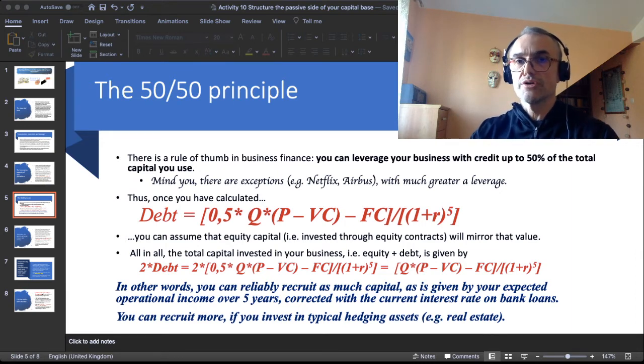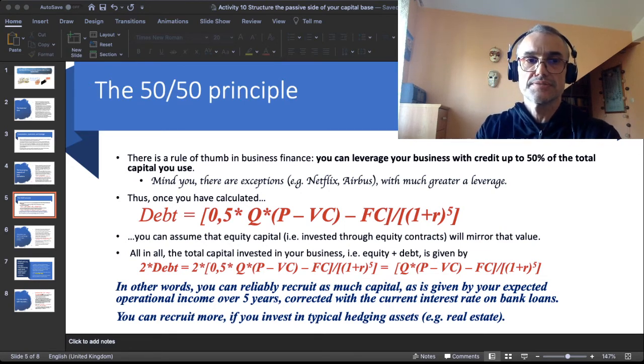You can recruit more capital if you invest in your business in typical hedging assets, for example, in real estate. You can go back to the section devoted to risk assessment to review that concept of hedging and of hedging assets.